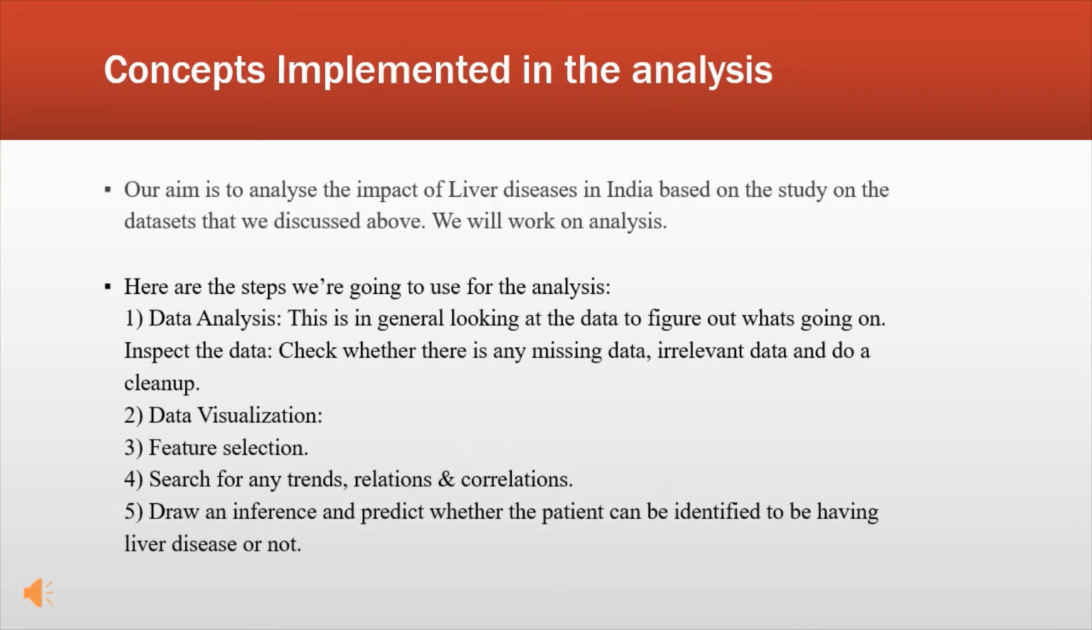Concepts implemented in the analysis. Basically, our aim is to study what kind of nutrients prevent or damage our liver, or maybe prevent it from any kind of damage, from the given attributes in the dataset. So we will be doing data analysis, first creating data visualizations using some beautiful graphs and charts on these attributes, and we will try to find trends and relations between these elements. Then we will draw inferences and predict whether a person can be identified as having a disease or not.